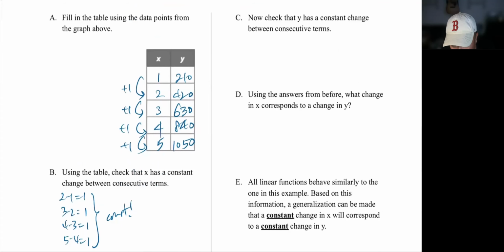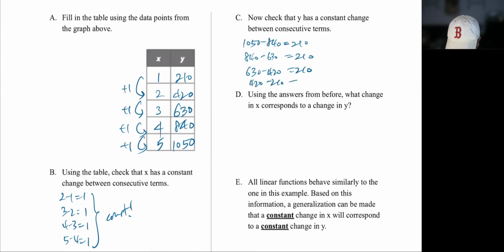All right, so now it's asking, check that y has a constant change. Okay? Similarly, you could go like 1050 minus 840. What does that equal to? 210. And then the 840 term before that was 630, right? When you subtract it, you get 210. 630 minus 420, that's also 210. And 420 minus 210 is 210. So we show that they were constant.